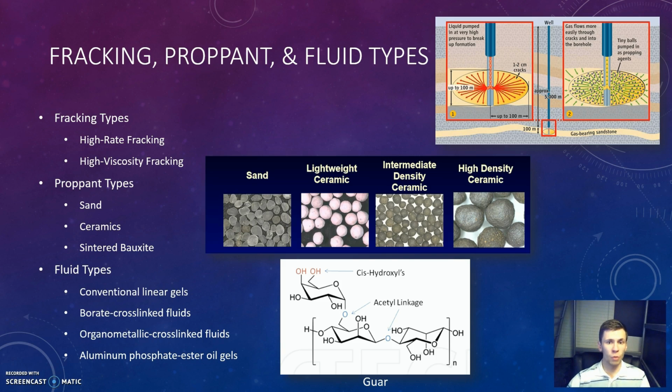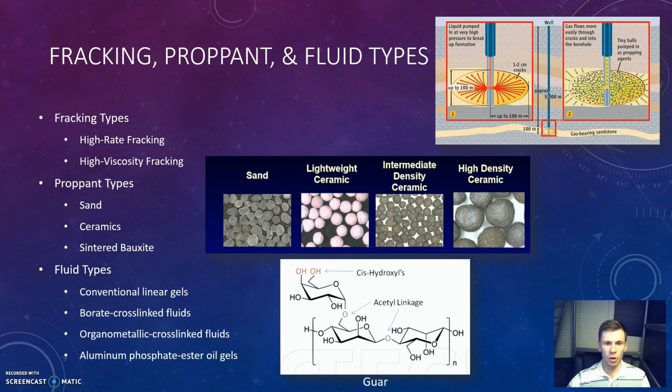So there are four major hydraulic fluids that are used in fracking. The conventional linear gels, these are the cellulose derivatives, guar or its derivatives, and some other chemicals. Borate cross-linked fluids, these are guar-based fluids that are cross-linked with boron.